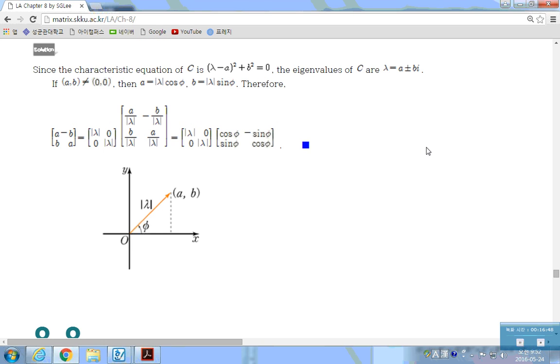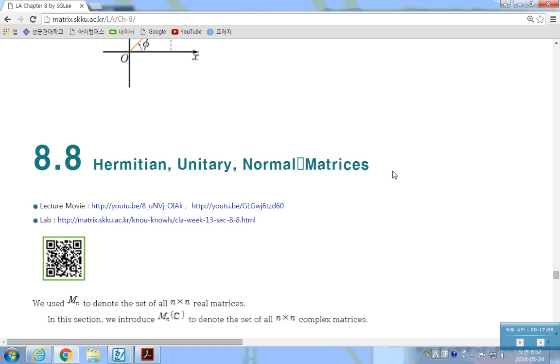So for every real matrix, you can find a similar matrix which is a real matrix and has 2 by 2 real blocks as main diagonal entries. Okay, I think that's the end of section 8.7. Any questions?